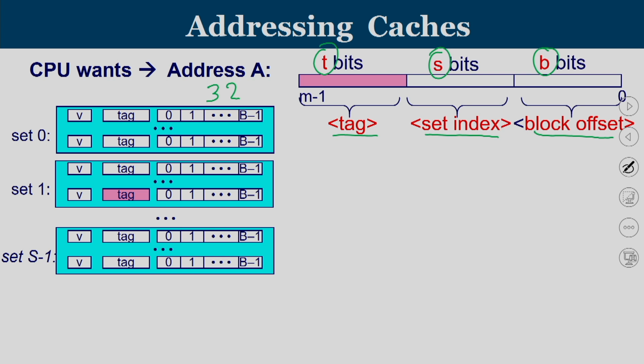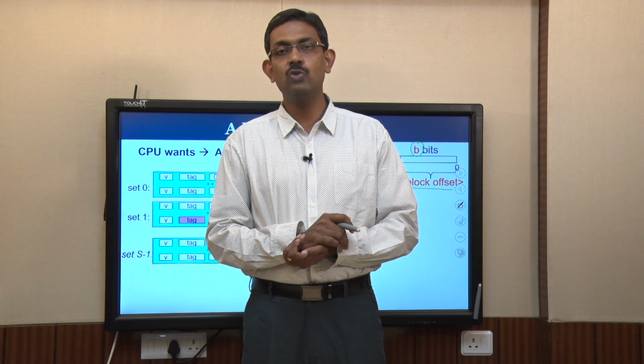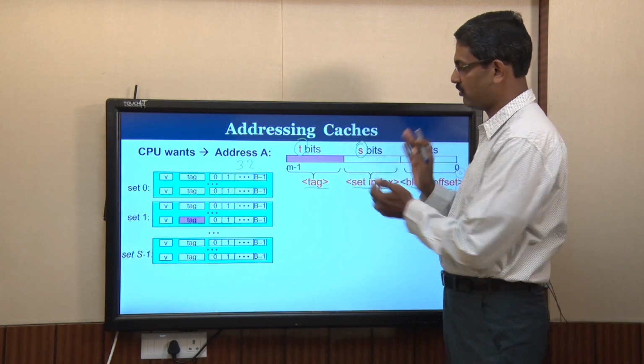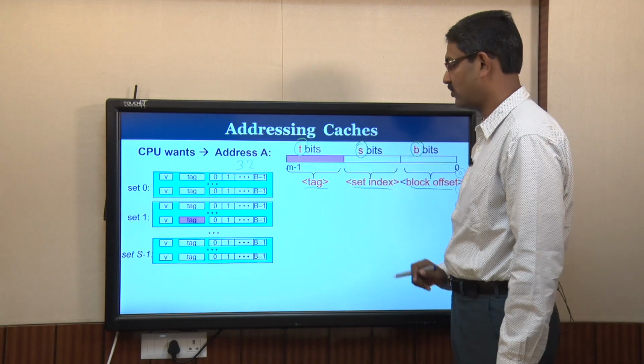So, S corresponds to the total number of sets here. If we have 4 bits in the index, that means this cache memory has 2 power 4 sets. If you have 8 bits in the offset, then each block has 2 power 8 bytes of data, and whatever is remaining out of the total address bits is what is called your tag.